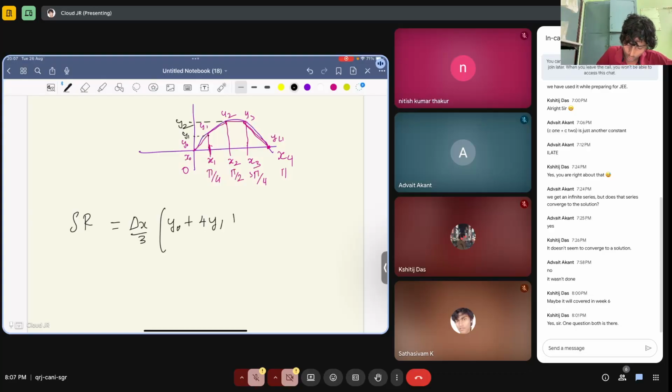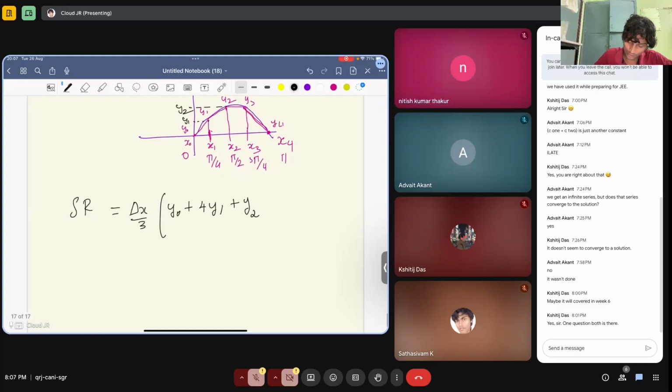Okay, and you put y2. See, this diagram is for the trapezoidal rule, but now I'm writing a Simpson rule formula, so please keep that in mind also. And then plus you start with y2, 4y3, and then y4. Okay, so this is the formula.